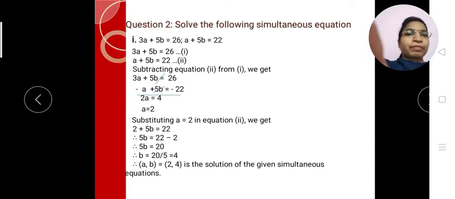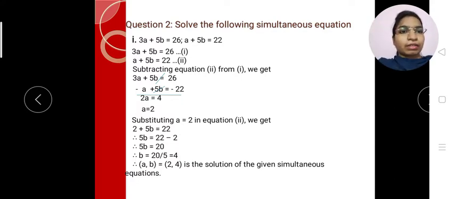Today we are going to see some examples about the simultaneous equation. In yesterday's session, I explained to you about the simultaneous equation. What is meant by simultaneous equation? How to recognize whether the given equation is a linear equation, and we also saw two methods. One is the elimination method and another one is the substitution method.